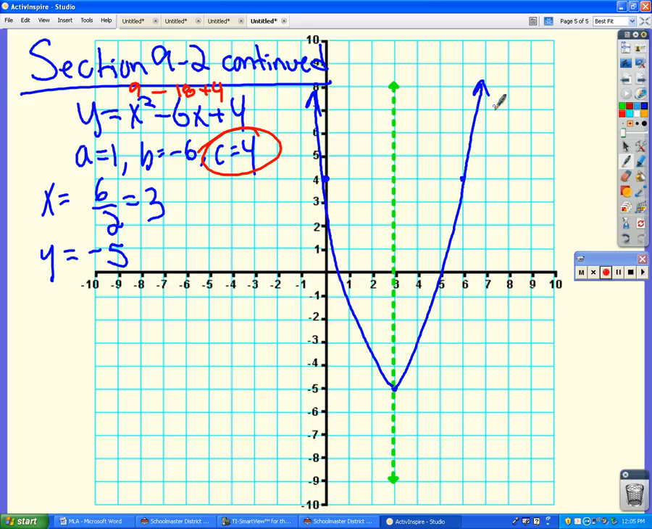So once you know the vertex, it's pretty easy. You draw a vertical dotted line that goes through that point. Whatever C is tells you where it's going to cross the y-axis. And then you just draw the same thing on the other side. And you're all set. Graham?